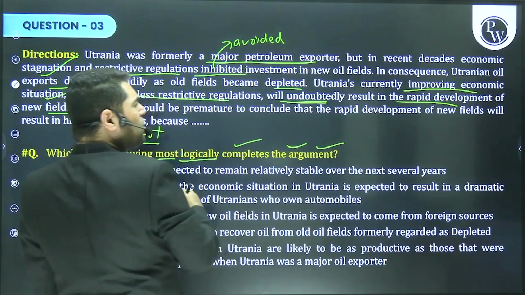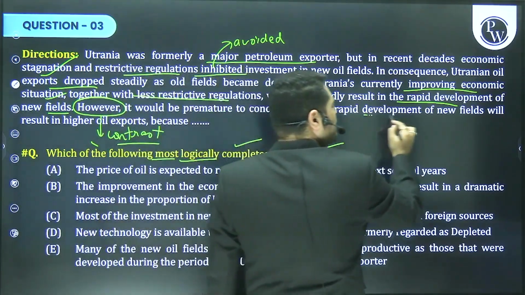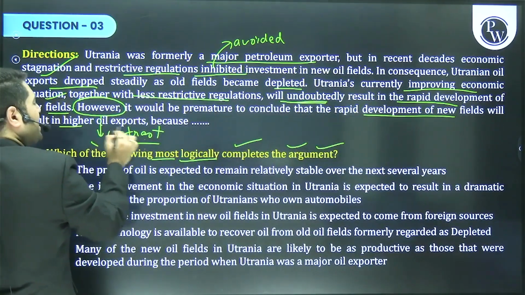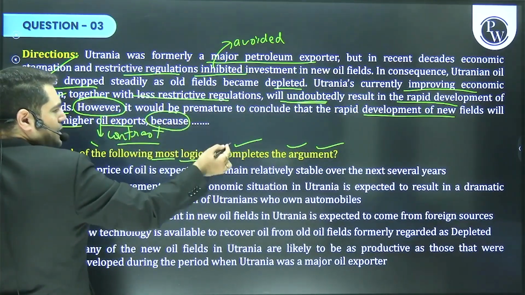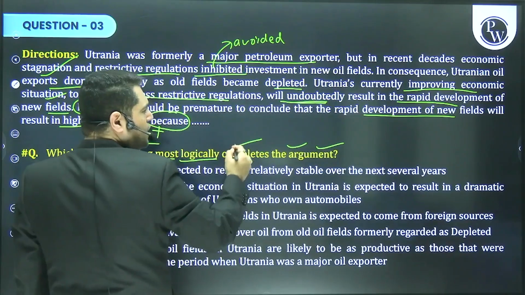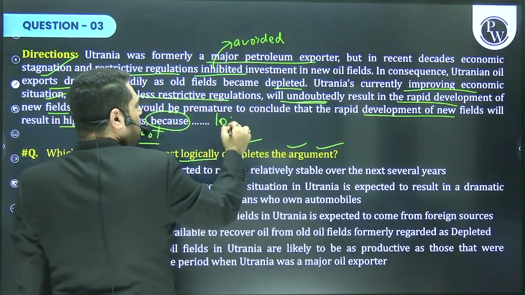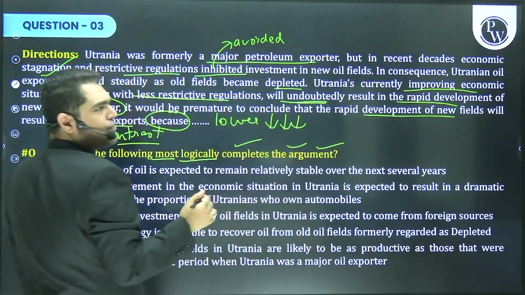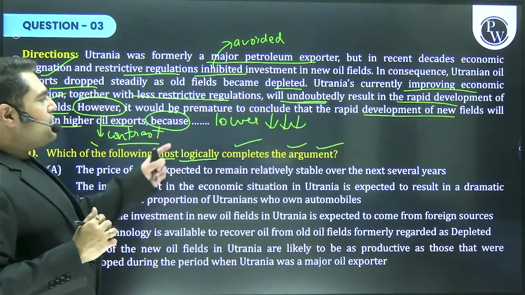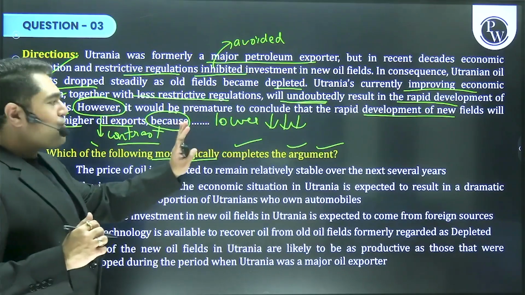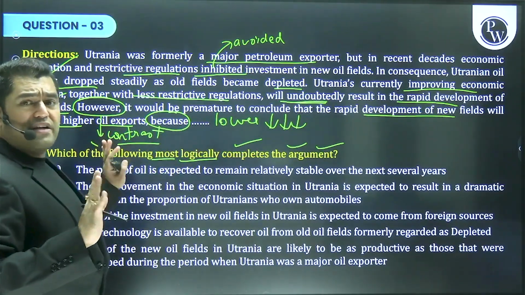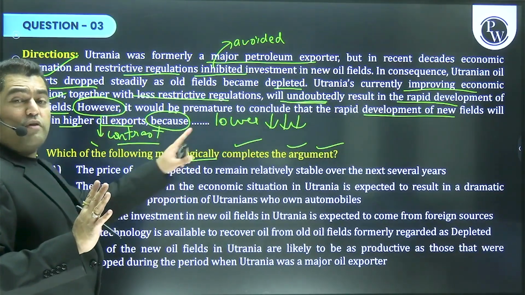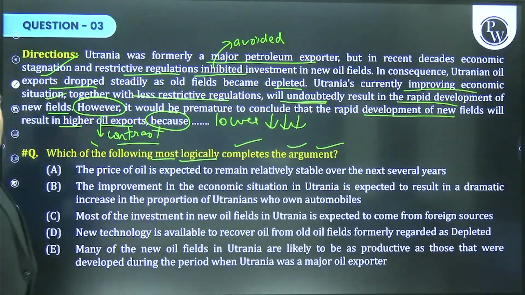It would be premature to conclude that rapid development of new fields will result in higher oil exports because there has to be something here which talks about lower something. He's saying that okay, there are new fields, but it will not result in oil exports. Something will reduce. Why? What will be the cause of the reduction? Come on, now try and think.